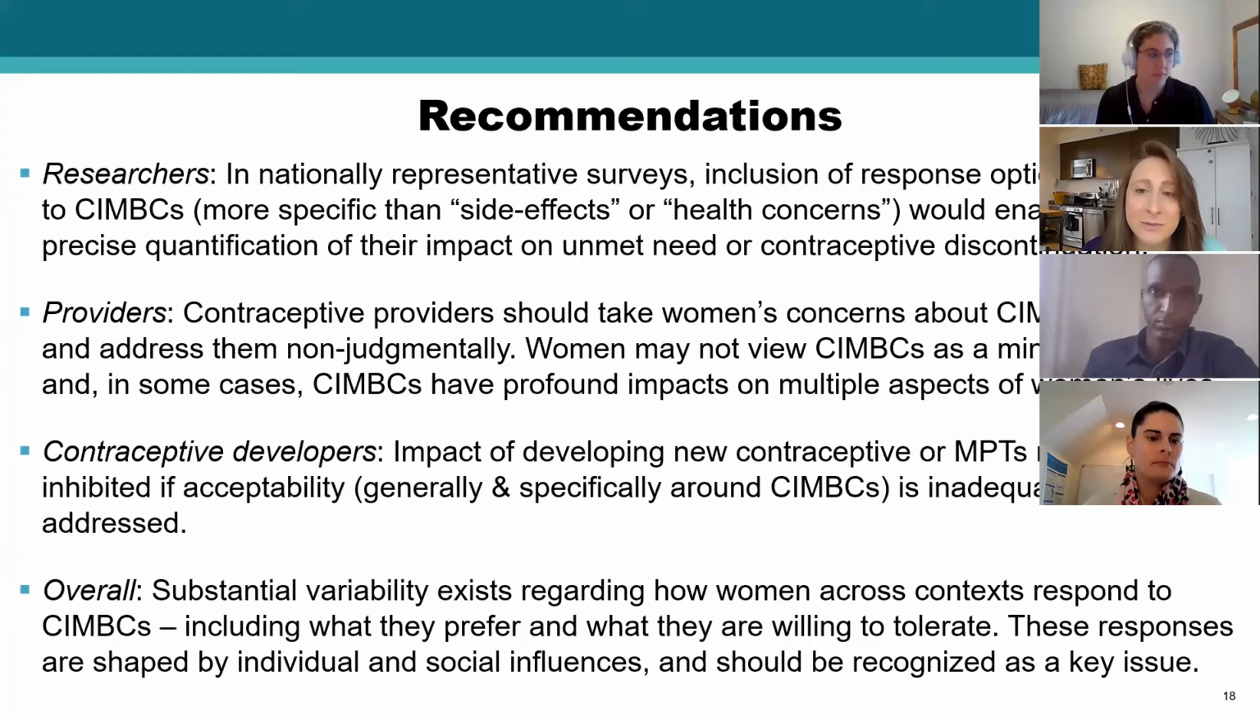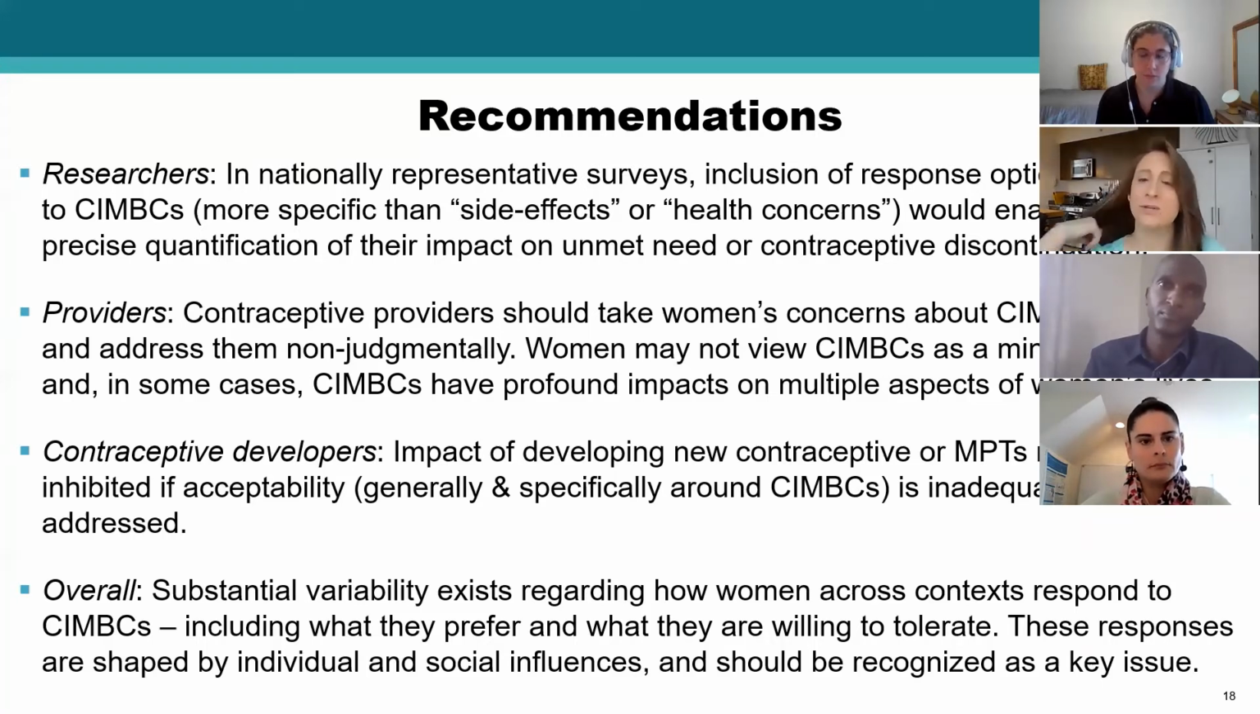As noted earlier, contraceptive providers must take people's concerns about CIMBCs seriously, given their potential for profound impacts on multiple areas of their lives. Development of new contraceptive or MPT products hold promise from a public health perspective, but the actual impact could be inhibited if acceptability and consequently adherence to the method is not adequately addressed. So studies on responses to CIMBCs within regions that might be chosen for rollout of new products might be useful to enhance product acceptability. And of course, provision of clear information about expected CIMBCs for new products can help people anticipate and manage changes and help avoid negative perceptions from becoming associated with new products.